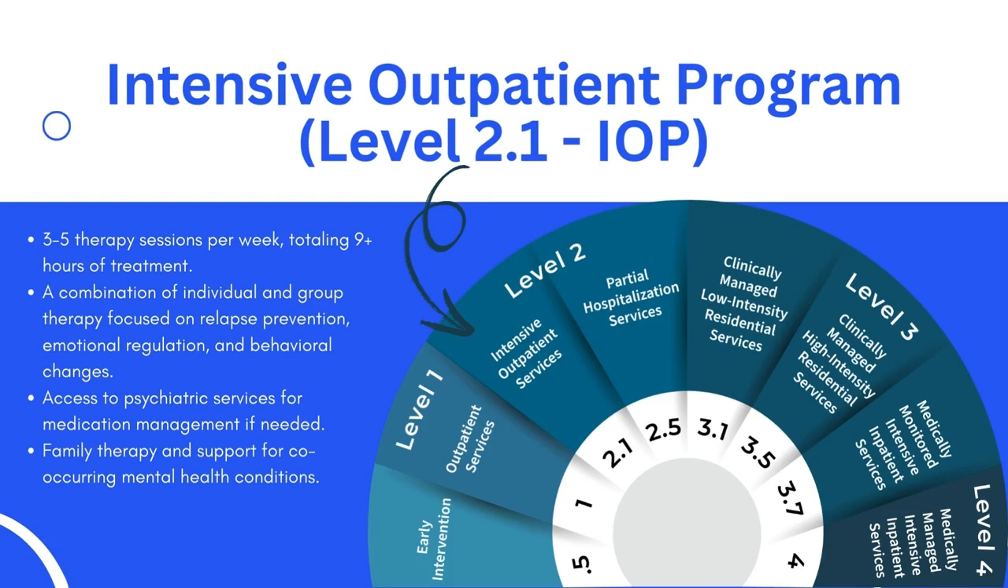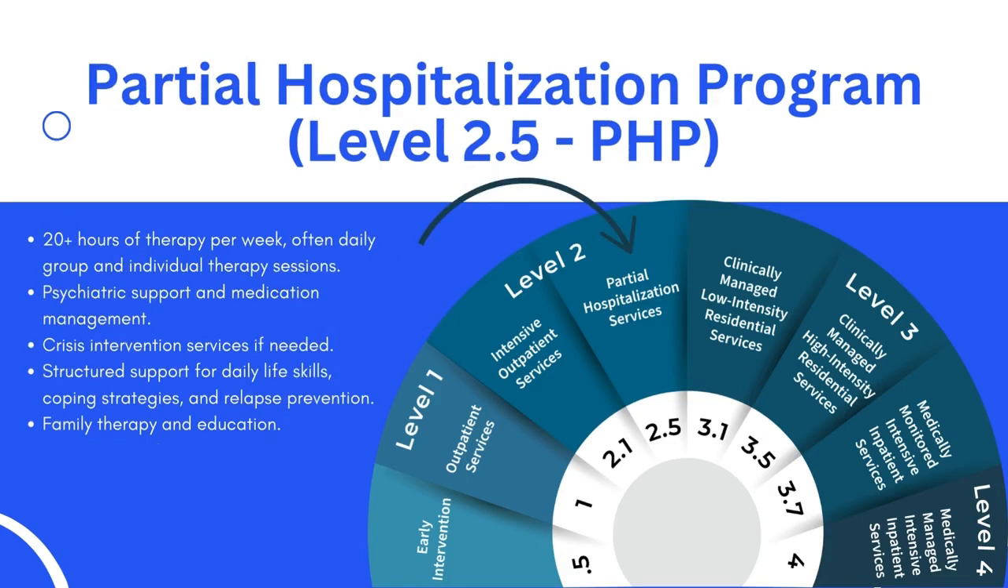What's included is generally 3 to 5 therapy sessions per week, totaling at least 9 hours of treatment, a combination of individual and group therapy focused on relapse prevention, emotional regulation, and behavioral changes, access to psychiatric services for medication management, and also medication-assisted treatment, family therapy, and support for co-occurring mental health conditions. So an example of this might be a person who has relapsed after outpatient care but doesn't need detox or residential treatment. The next one we're going to talk about is Partial Hospitalization Program, level 2.5, also known as PHP, and JADE is also licensed for this one.